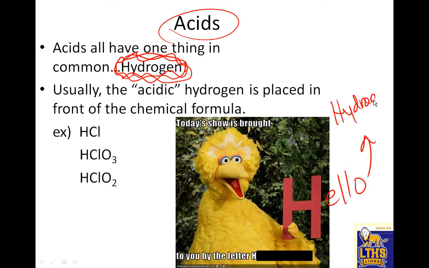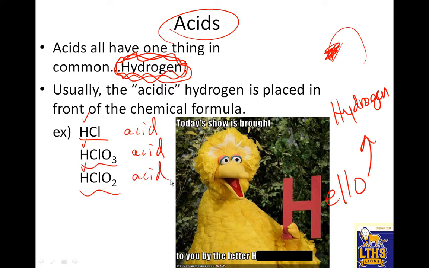Hello, hydrogen. Okay. So, that acidic hydrogen is the hydrogen that's in the front of the compound. That's the thing that makes it an acid. We'll learn why next semester. But for now, you look for that H to recognize it's an acid. Okay? So, HCl, what kind of compound is it? Hello, it starts with hydrogen. It's an acid. HClO3. Hello, it starts with hydrogen. It's an acid. HClO2. Hello, it starts with hydrogen. It's an acid. So recognize the kind of compound it is.